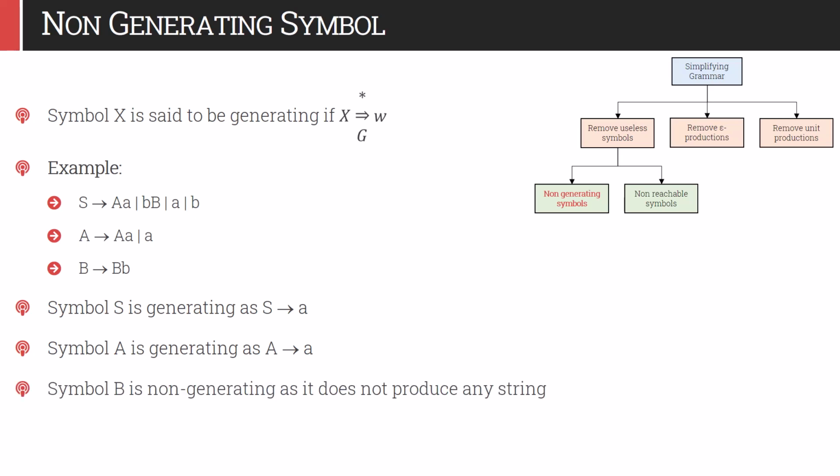But if we look at the production of capital B, capital B gives capital B small b. So we have a sentential form on the right hand side and in no way can capital B derive a string. That is why we can say that B is a non-generating symbol because it is not generating any string, and such symbols or such productions we should remove from the grammar. So the grammar would be simplified.